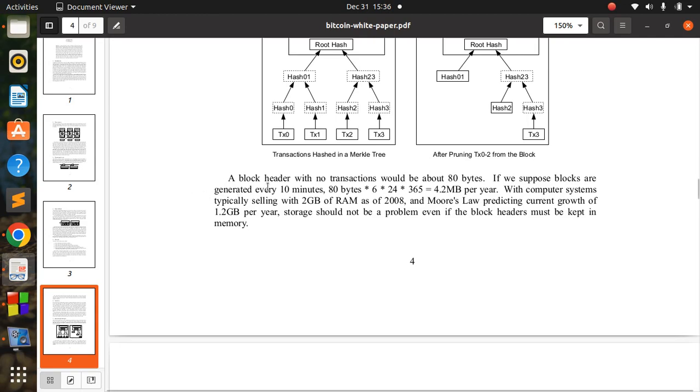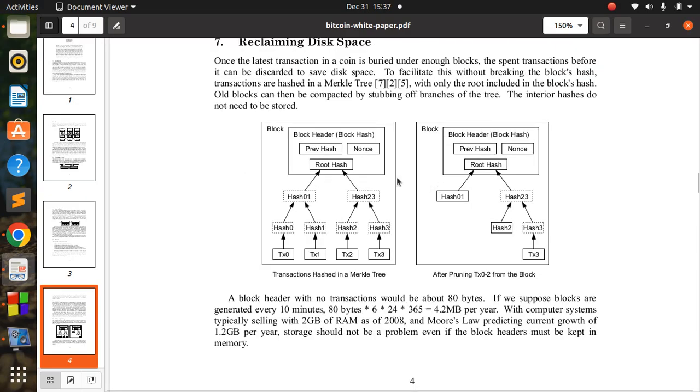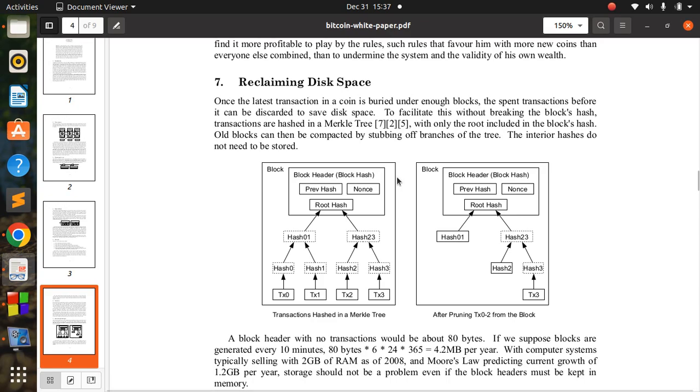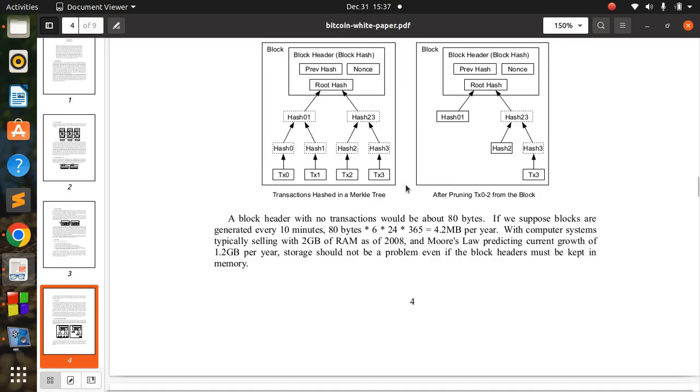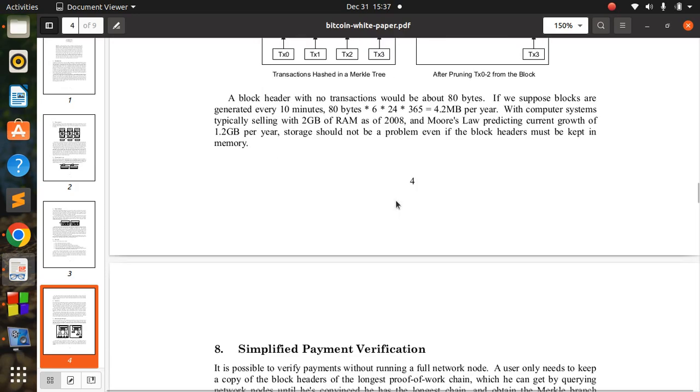Okay? A block header with no transactions would be about 80 bytes. Remember that data structures is just like the way you arrange your information in computer science, when you're working with data structures and algorithms, when you're writing code. Some of you don't have knowledge of programming, so I'm trying to find a better way to explain this for you so you can grasp the concept. That's why I used the description of sending a text message to someone.